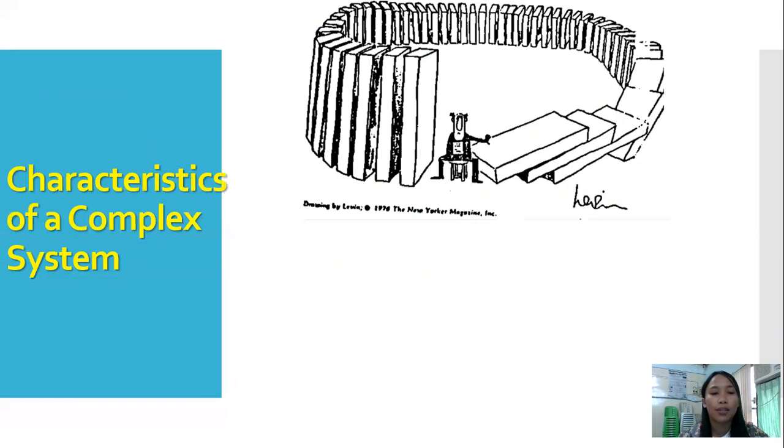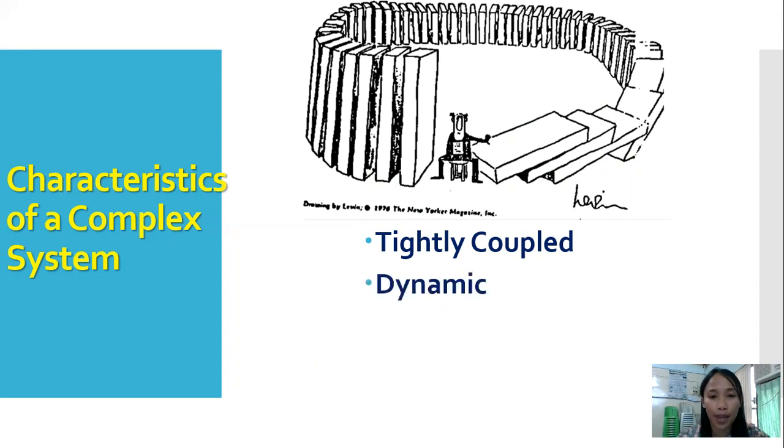Now, this is the characteristic of a complex system that system dynamics wants to solve. It is tightly coupled, okay? It's like this domino effect that everything influences everything else. You can't just do one thing. That one thing may impact the entire system or the entire organization. It's tightly coupled.